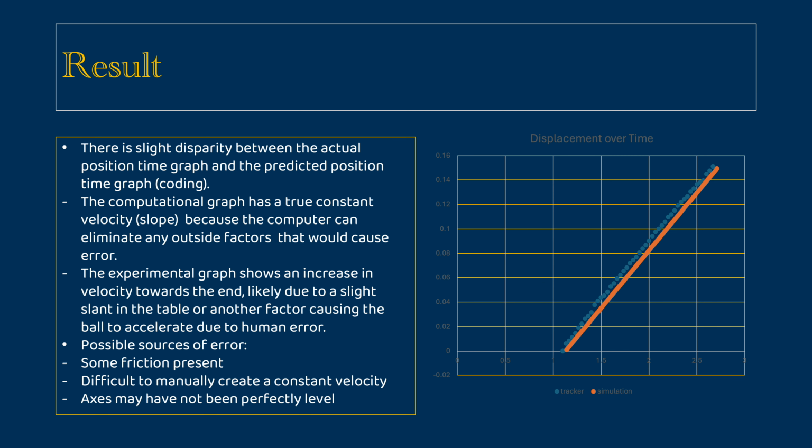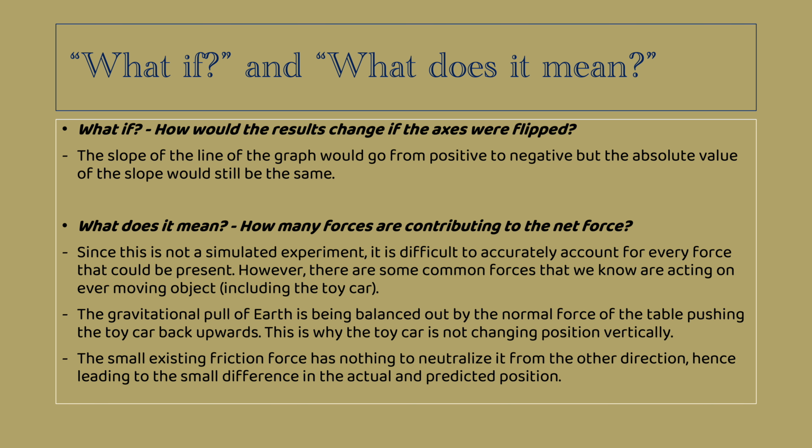Now, talking about the results, there's a slight disparity between the actual position time graph and the predicted position time graph. The computation graph has a true constant velocity because the computer can eliminate any outside factors that would cause error, while the experimented graph actually shows an increase in velocity towards the end, likely due to a slight slant in the ramp, or anything on the floor or the table that the ramp was on, or another factor causing the car to accelerate due to human error. And possible sources of error, as I said, was friction, or axes may have not been perfectly leveled or something like that.